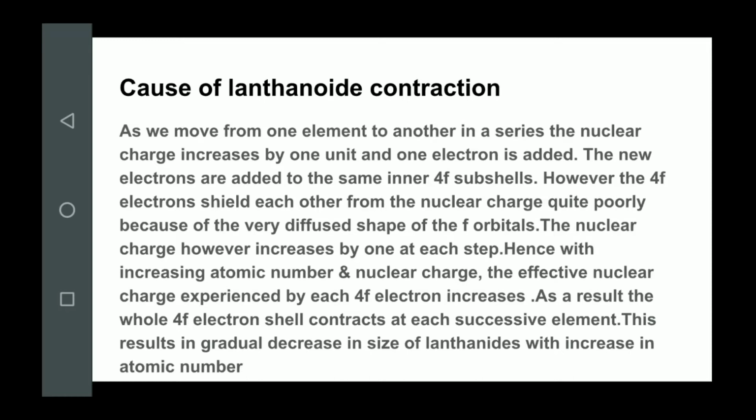We should remember that f orbitals have a diffuse shape, because of which the electrons present in the f orbital will not shield each other from the effect of nuclear charge, or from the effect of the outer environment, because of the poor diffuse shape of the f orbital. The nuclear charge however increases by 1 at each step.